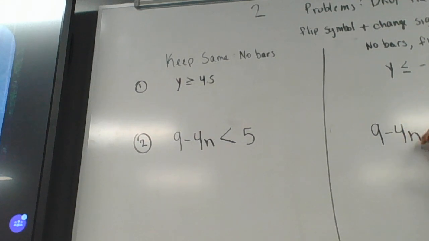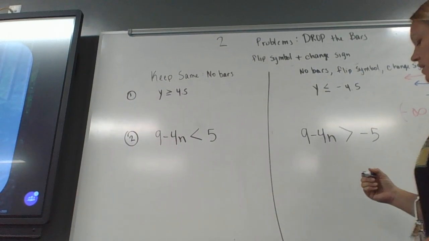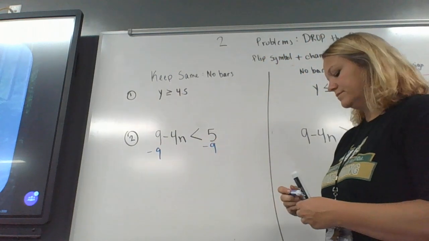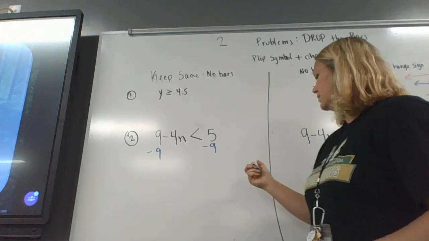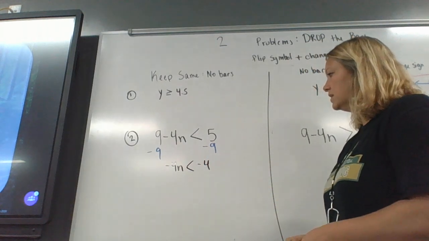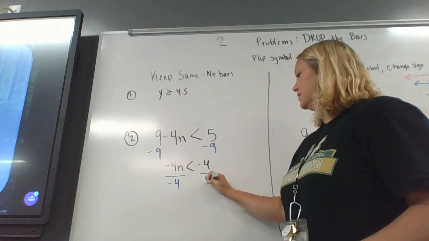Now I'm going to do no bars. 9 minus 4n. I'm going to flip the symbol. I'm going to make the 5 negative. I solve that one. So I guess I have to minus my 9 over. And then I have negative 4 and also negative 4. Divide by negative 4, divide.